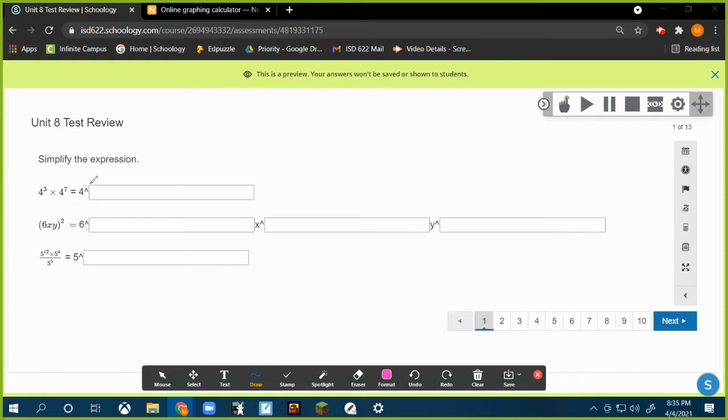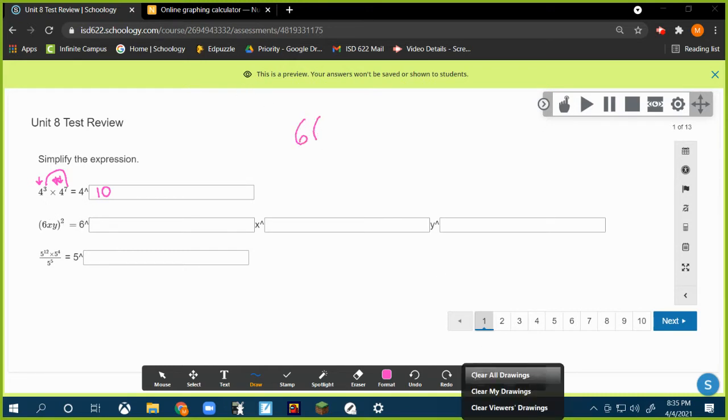Let's start out here with number one. Number one, we're talking about the product rule. Product rule says that when we have two similar bases, like these ones, the 4, we need to add those exponents. So all you're going to do is add up 3 plus 7. 3 plus 7 is 10, so we're going to have 4 to the 10th power. That's it.